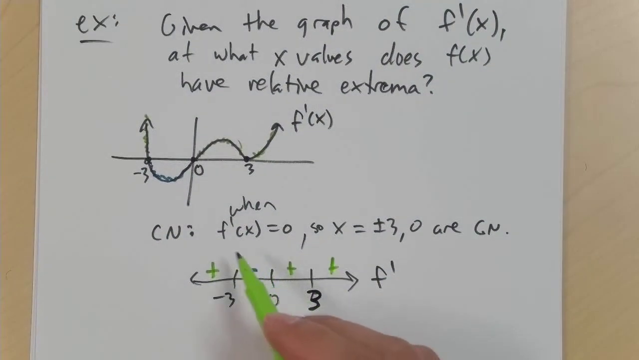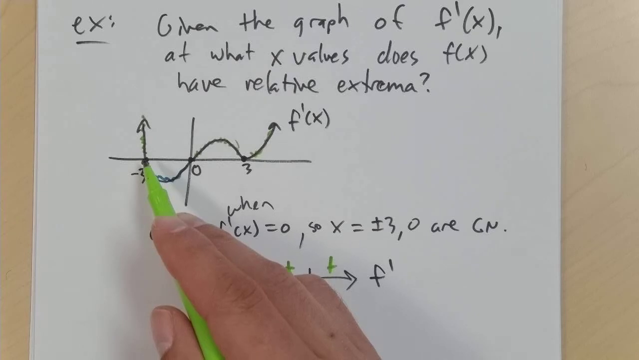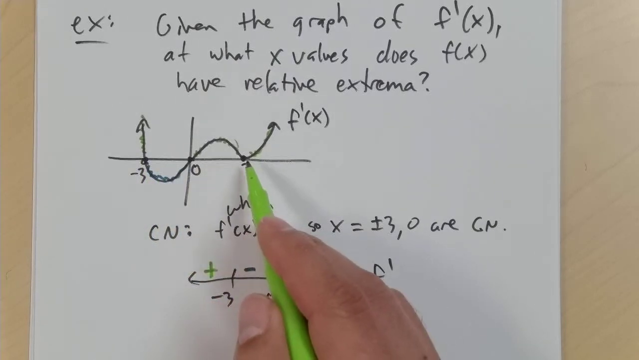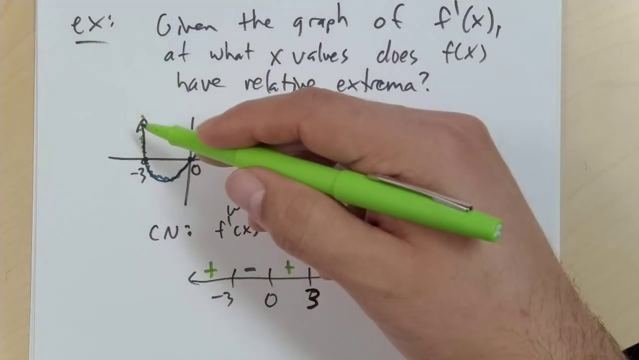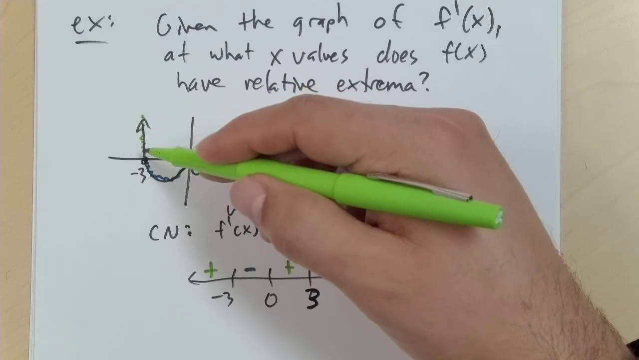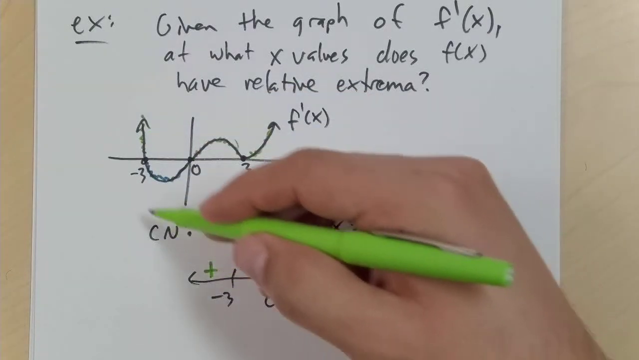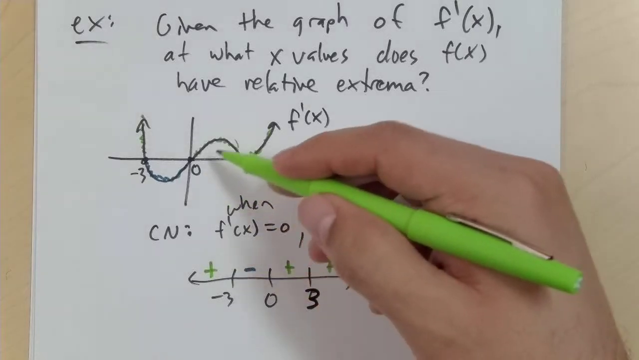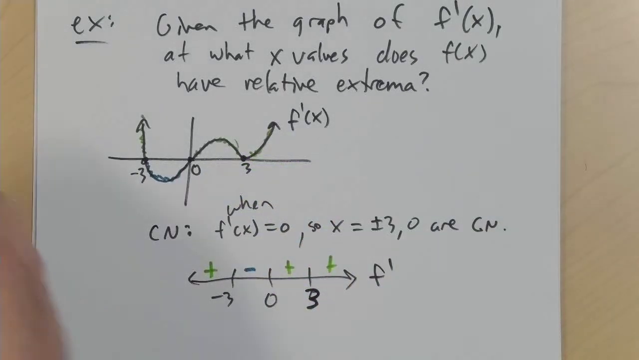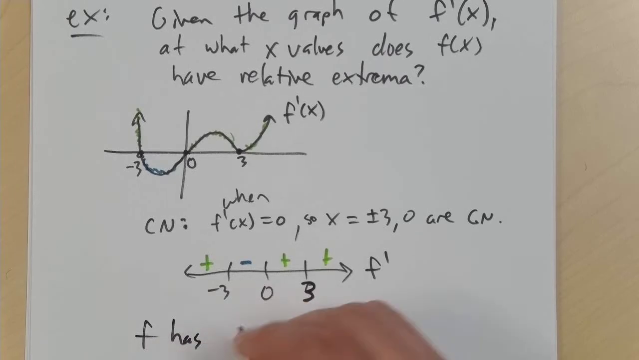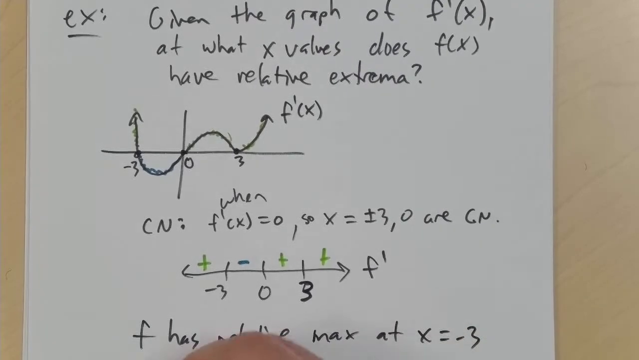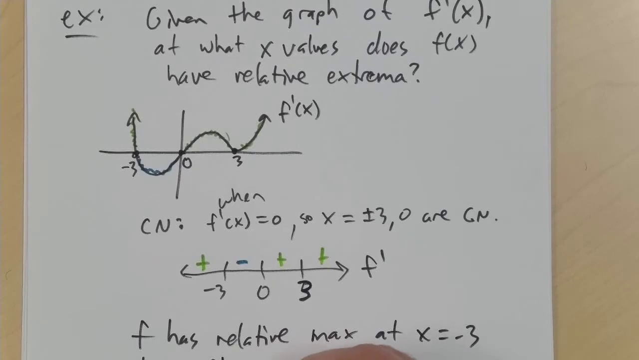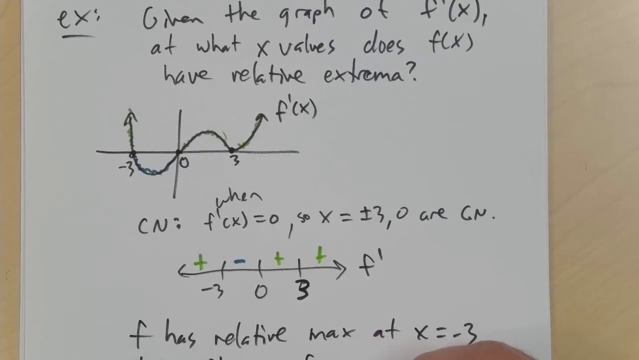Okay, so critical numbers are wherever the derivative is 0, so that's at -3, 0, and 3. Put those on a number line. And now we use the graph to determine, is it positive or negative? So anytime the graph is above 0, that's going to be positive for the derivative. Anytime the graph is below, that's negative, and so on. Okay, so then from there, we can now say that f has a relative max at x equals -3 because the derivative goes from positive to negative.